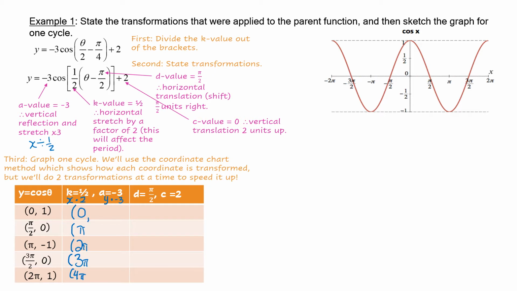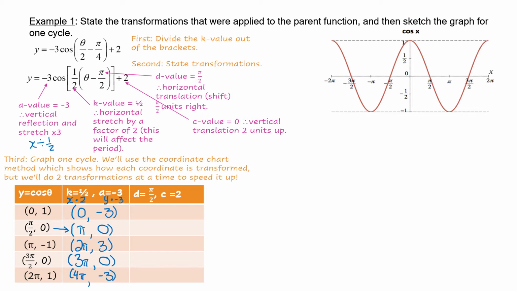So 0, 1 is going to go to 0, negative 3. Pi over 2, 0 is going to be transformed with these two transformations. It's going to land at pi and 0. Pi, negative 1 is going to land at 2 pi, 3. 3 pi over 2 and 0 is going to be pushed to 3 pi, and that's going to stay at 0. And 2 pi, 1 is going to go to 4 pi, negative 3.